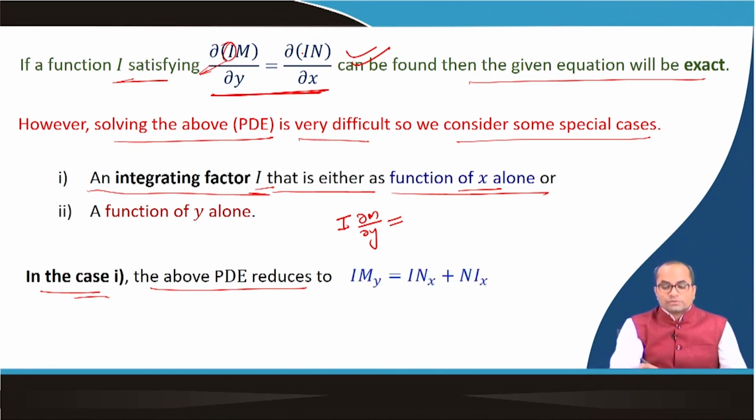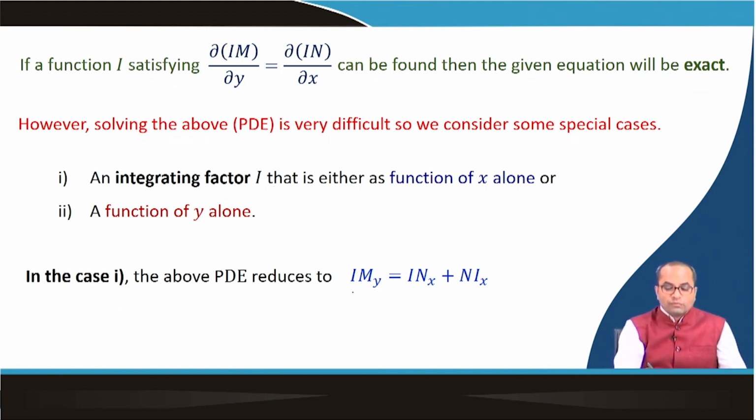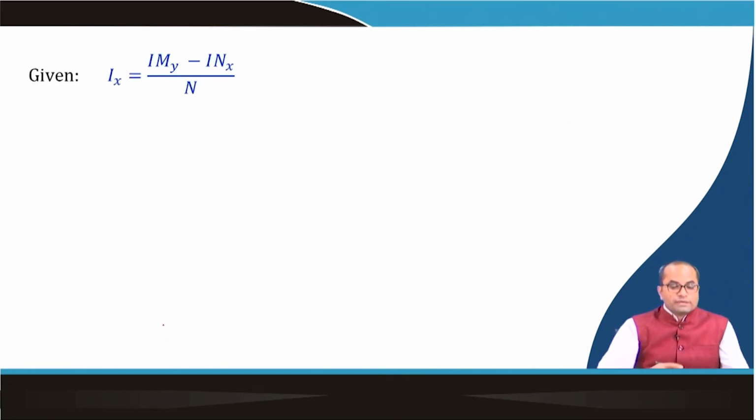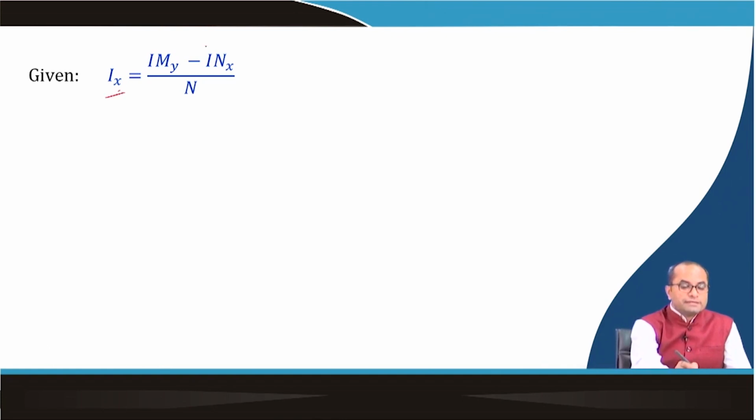So, we can do that. Here on the left hand side we will have only I times M_y, the partial derivative of M with respect to y, and on the right hand side, as a result of the product rule, we will get I N_x plus N I_x. So, we have I_x is equal to (I M_y minus I N_x) divided by N. This is possible when this right hand side is a function of x alone. So, here we have I_x, and we can divide this by I also.